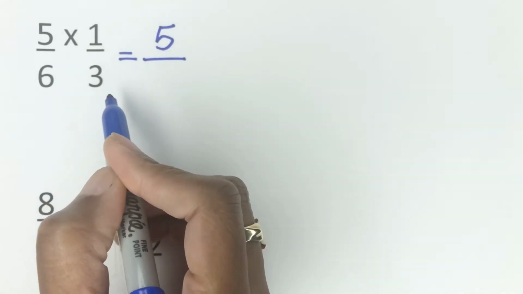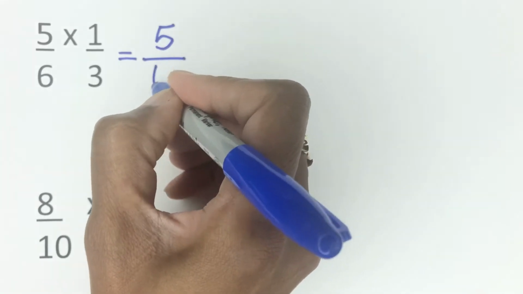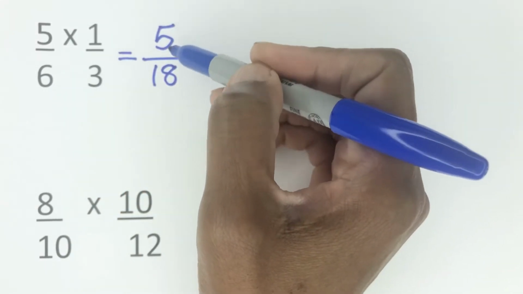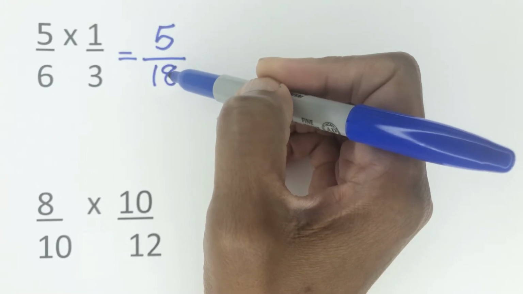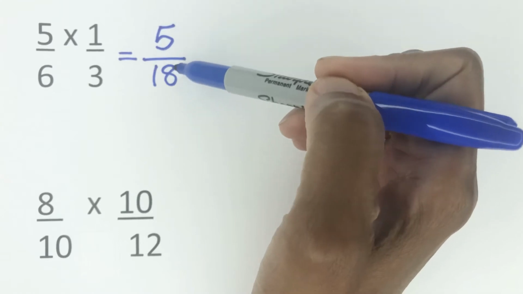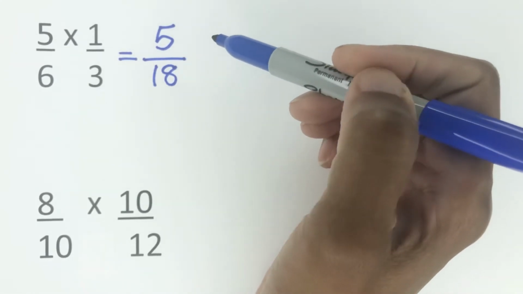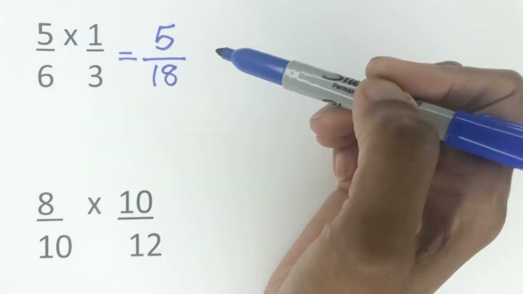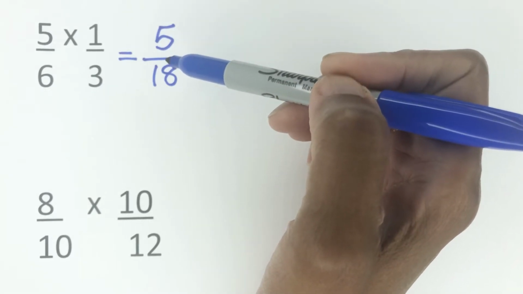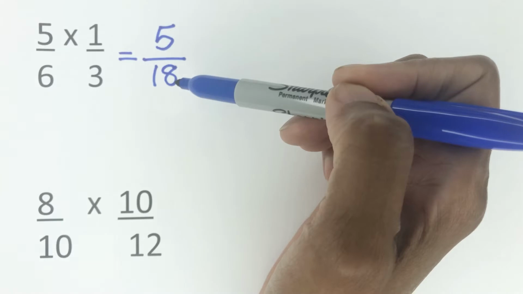And 6 times 3 is 18. Then you have to look at the fraction and see if it needs to be simplified or reduced, right? So is there a times table that satisfies both 5 and 18 at the same time? No. So this is the answer for this first question. 5/6 times 1/3 is 5/18.